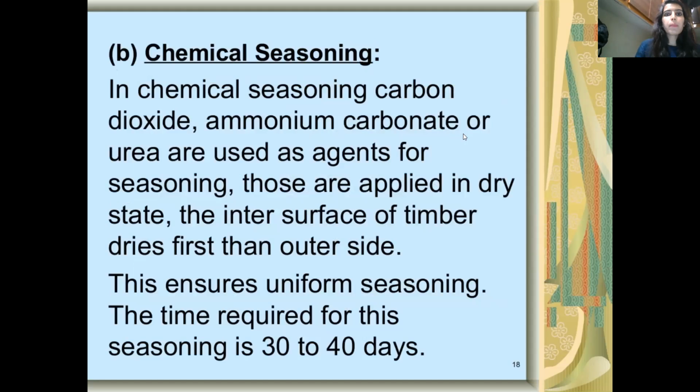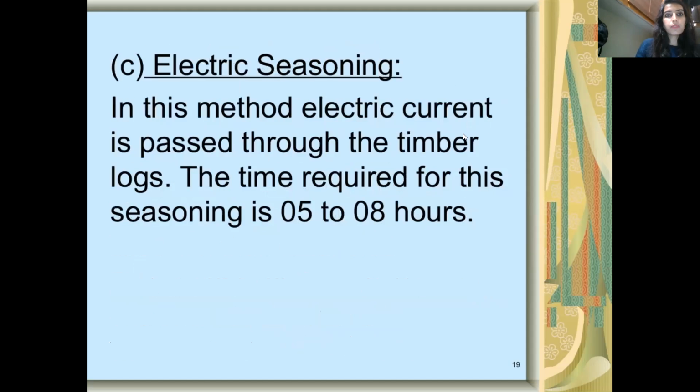Second one is chemical seasoning. In chemical seasoning, carbon dioxide, ammonium carbonate, and urea are used as the agents of seasoning. Those are applied in dry state. The inner surface of the timber dries first, then the outer side. This ensures uniform seasoning. The time required is 30 to 40 days.